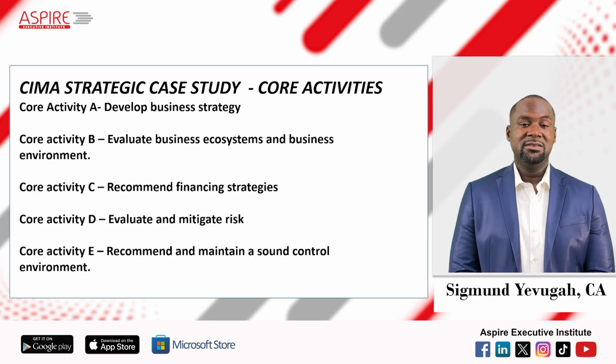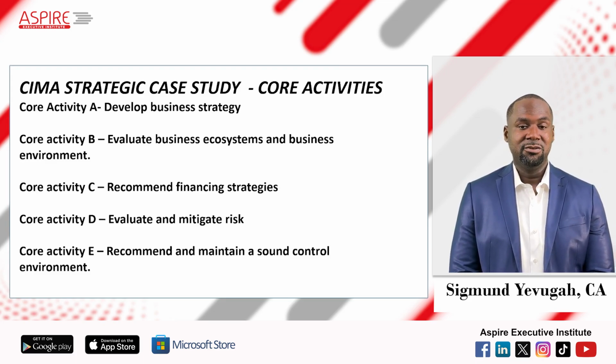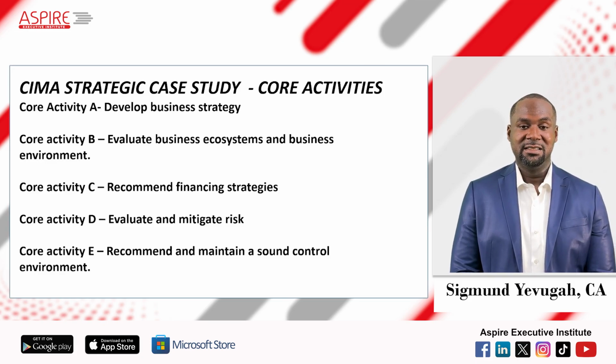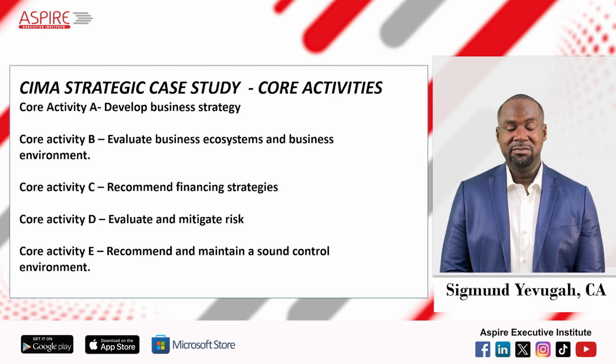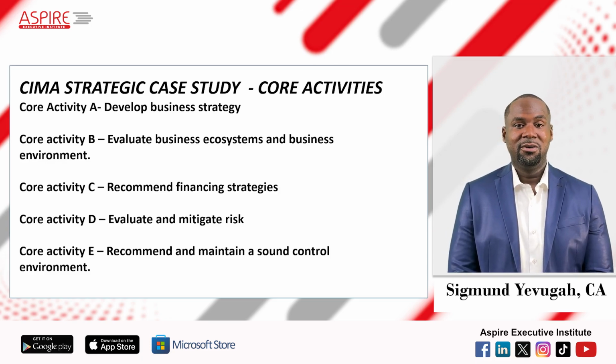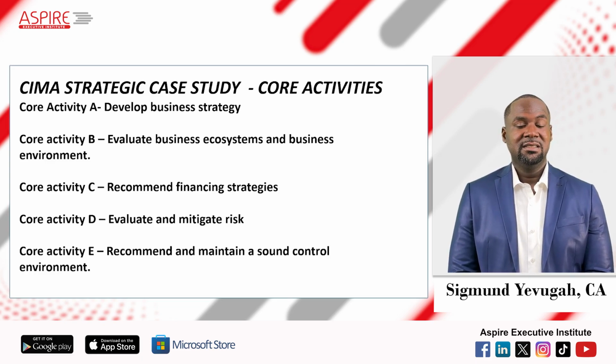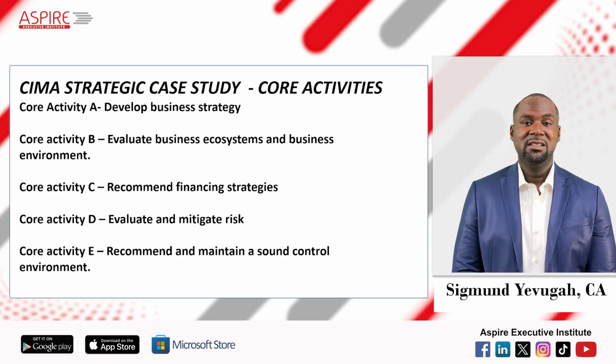Then also we have activity D, which requires competency in you being able to evaluate and mitigate risk. Knowledge required in doing that is very important if you are to appreciate that activity. Then the final activity is that you must be able to recommend and maintain a sound control environment. That is the major activity there. That's core activity E. So if you see clearly, we have core A, core B, core C, core D, and then core E. These activities have key requirements that are necessary. You must have competency in all these areas if you are to pass the CIMA strategic case study.